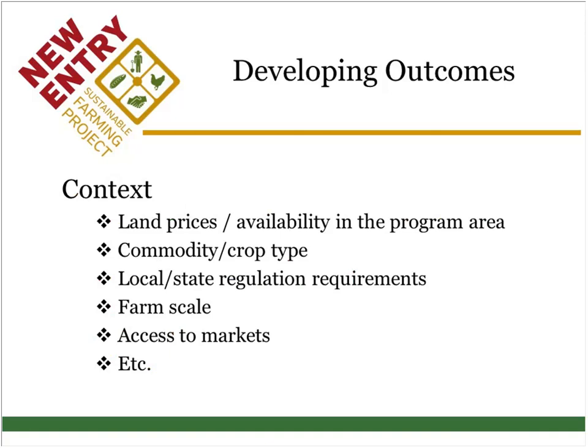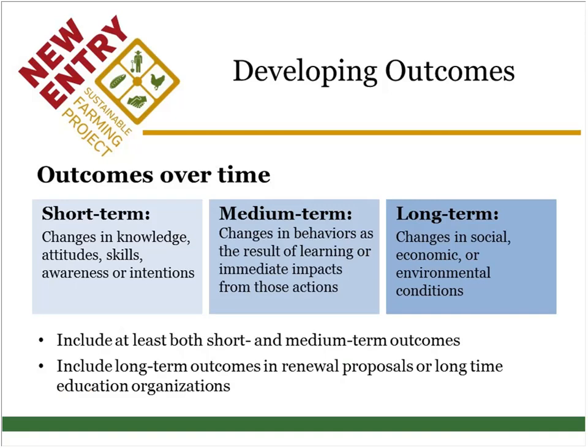Again, context plays a huge role in what you might expect. If people from your program tend to go farm in the vicinity, the cost of land or the availability of it can really impact your outcomes. The commodity or crop type, local state regulations, farm scale, how much access there is to market, are markets saturated, are there new opportunities, things like that also really impact what you choose to pick for outcomes.